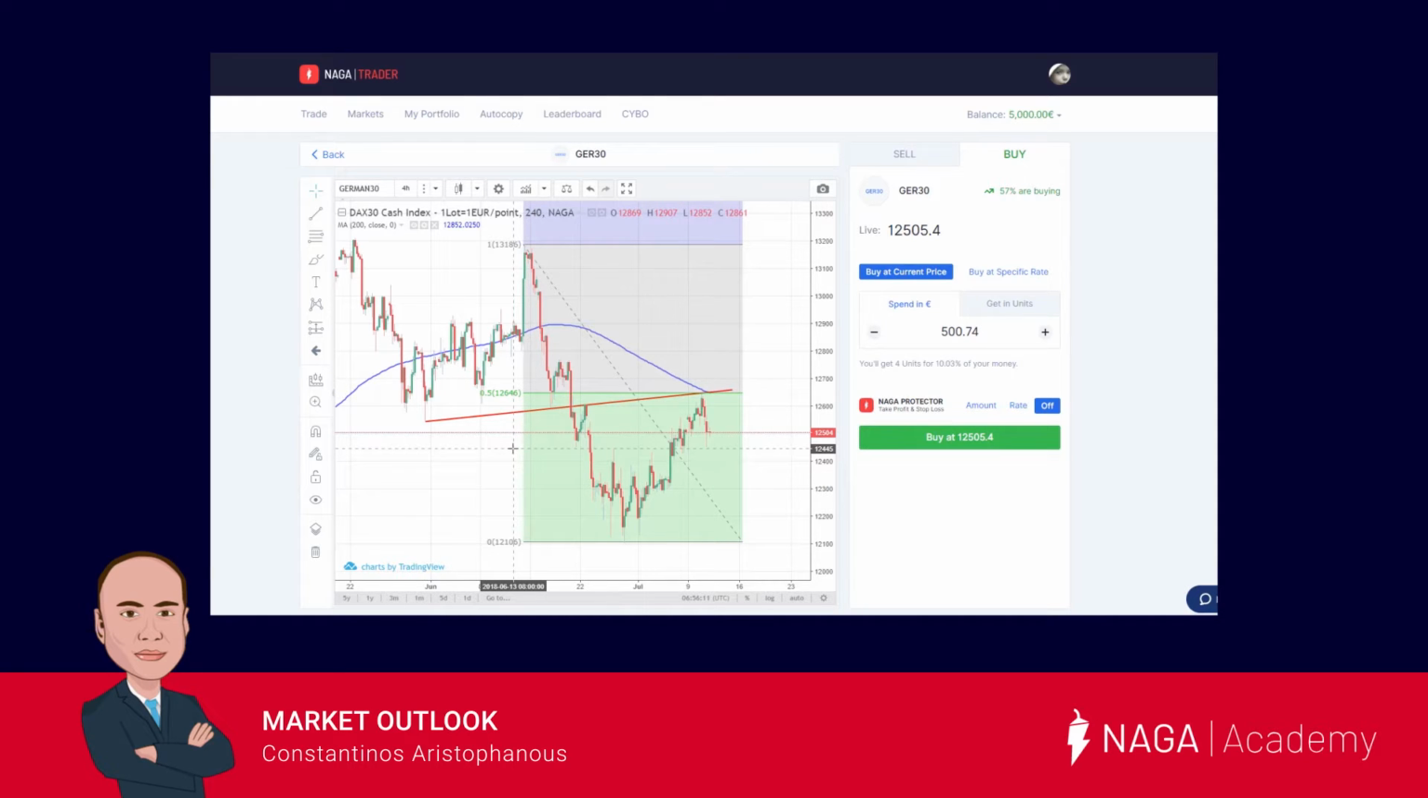Today we will be analyzing a variety of instruments on different asset classes. Our first instrument is the DAX index.